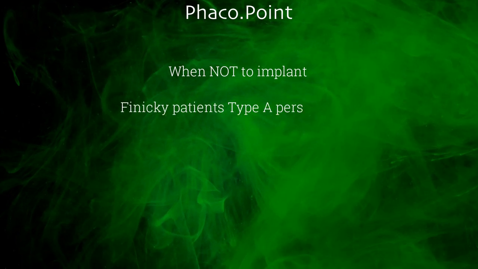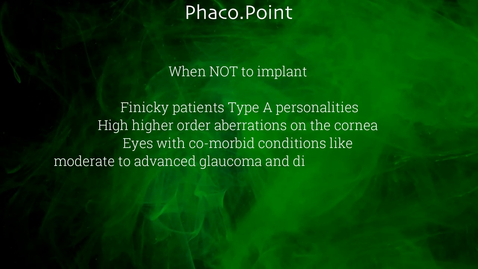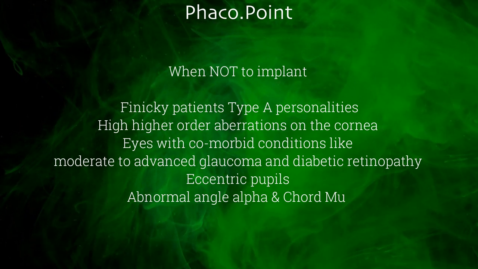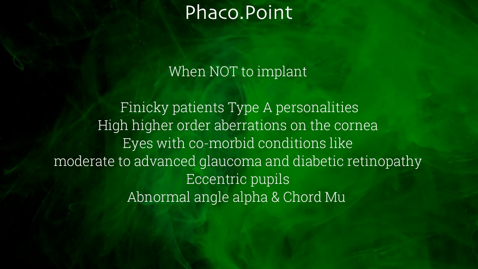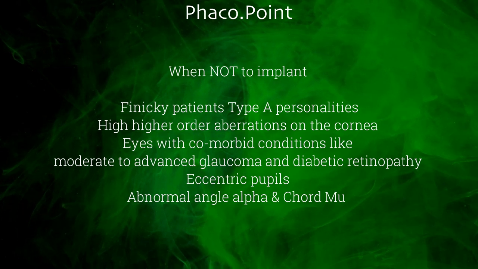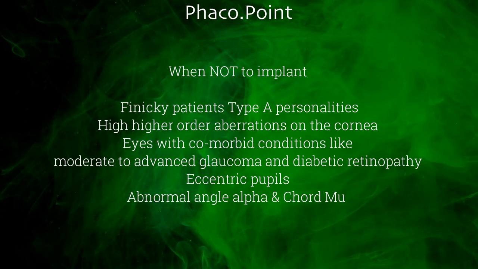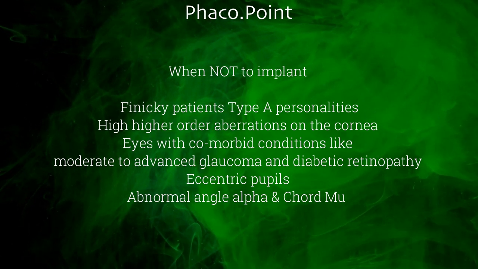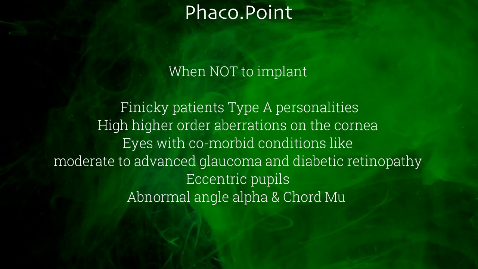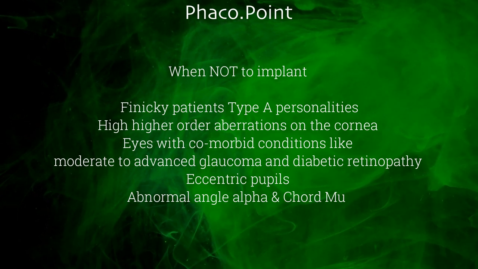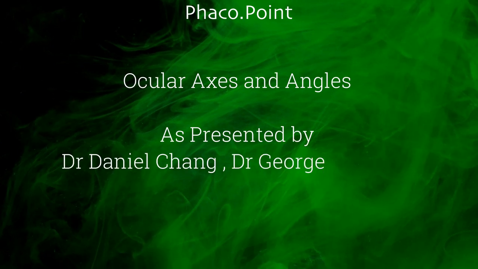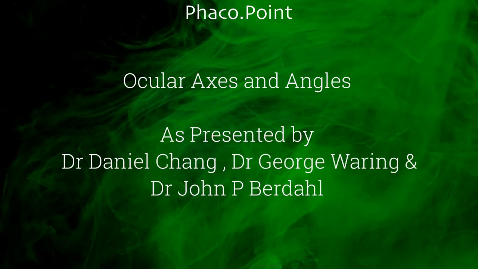Remember, it's very important to know when a trifocal or bifocal lens should not be implanted. Definitely not in finicky patients with type A personalities, those who have higher order aberrations on the cornea, eyes with comorbid conditions like moderate to advanced glaucoma and diabetic retinopathies, people with eccentric pupils, and finally those with abnormal angle alpha. Now, let me briefly tell you about the abnormal ocular axis and angles.